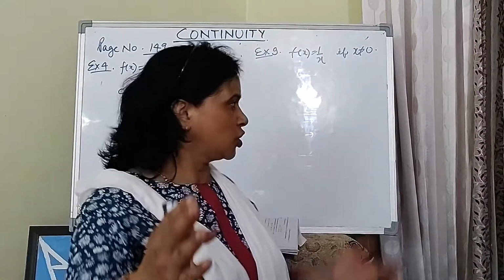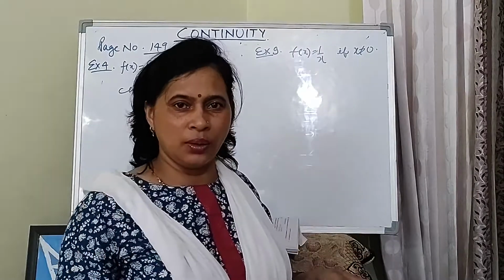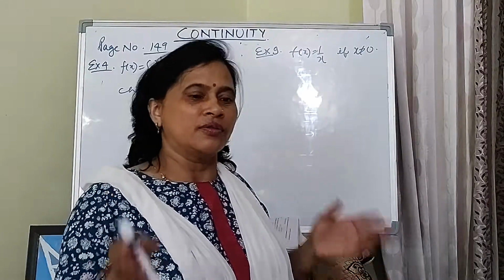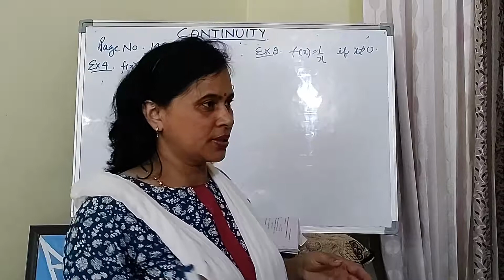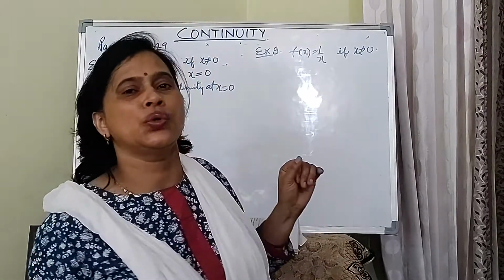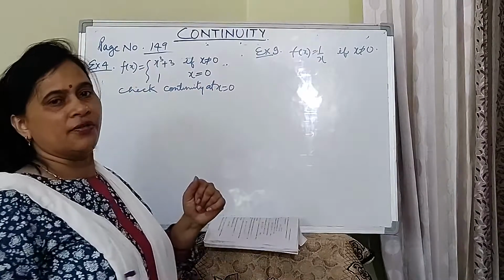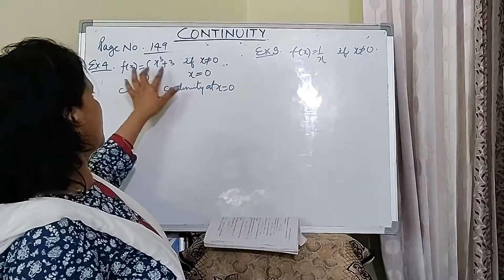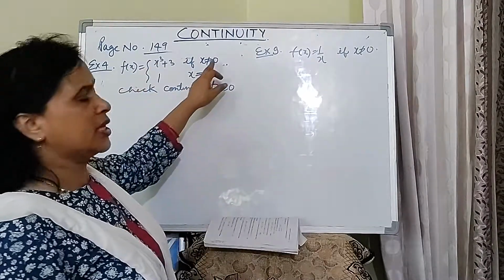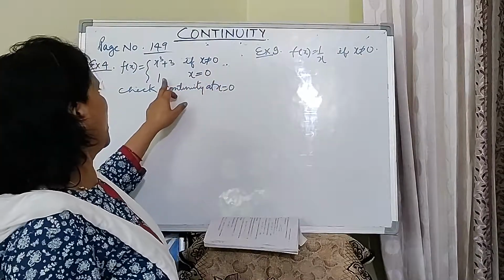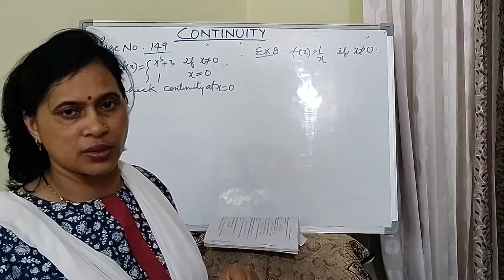Children, are these two examples clear to you? Try to understand the examples, because I am moving to the next. It is now this kind of function. f(x) is equal to x cube plus 3 when x is not equal to 0, and this is equal to 1 when x is equal to 0.